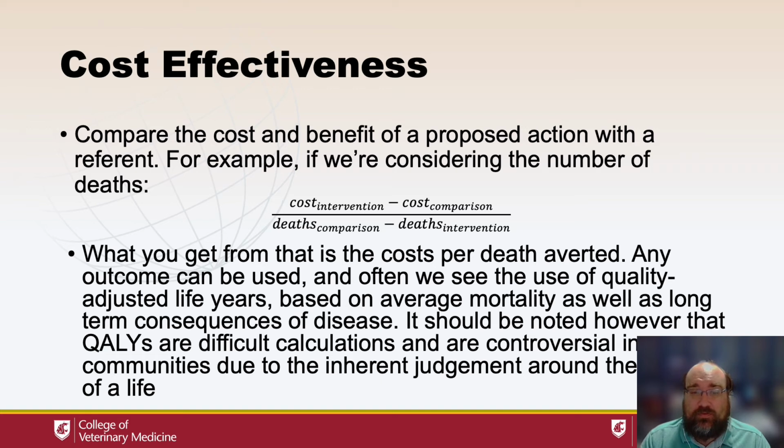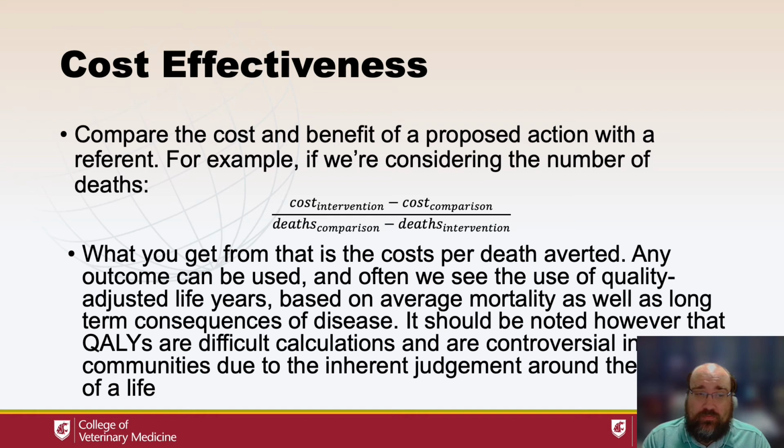What you get from this is the cost per death averted. And the outcome can be used, and we often see what is called quality adjusted life years, which is this sort of construct based on average mortality as well as long-term consequences of disease. So both how much longer did you live with this intervention, and then what were the sort of quality of those years in terms of potential long-term disability and things like that.